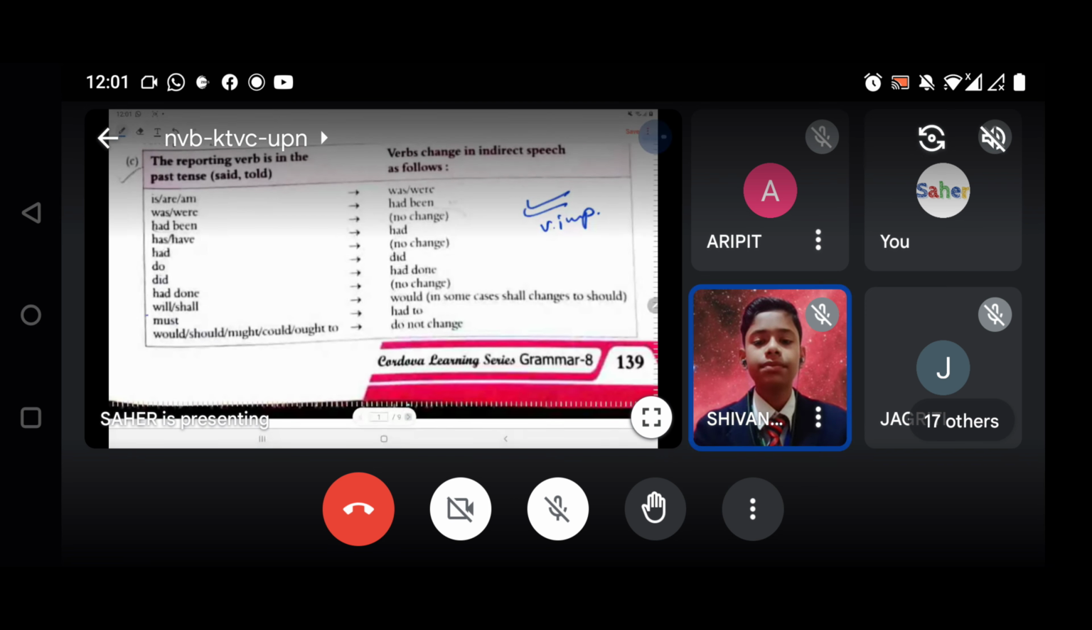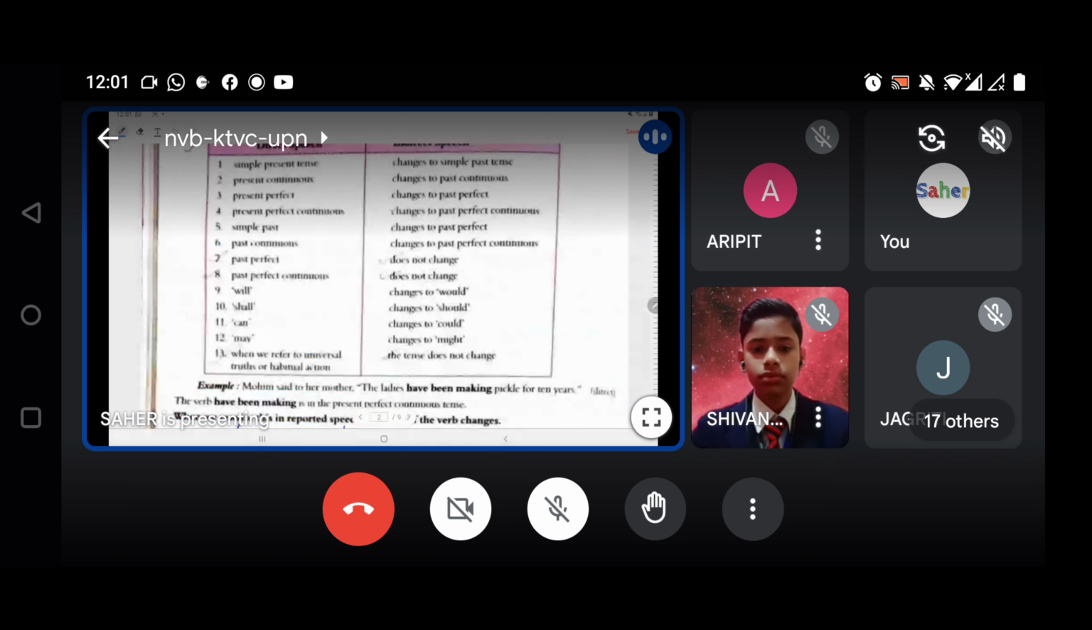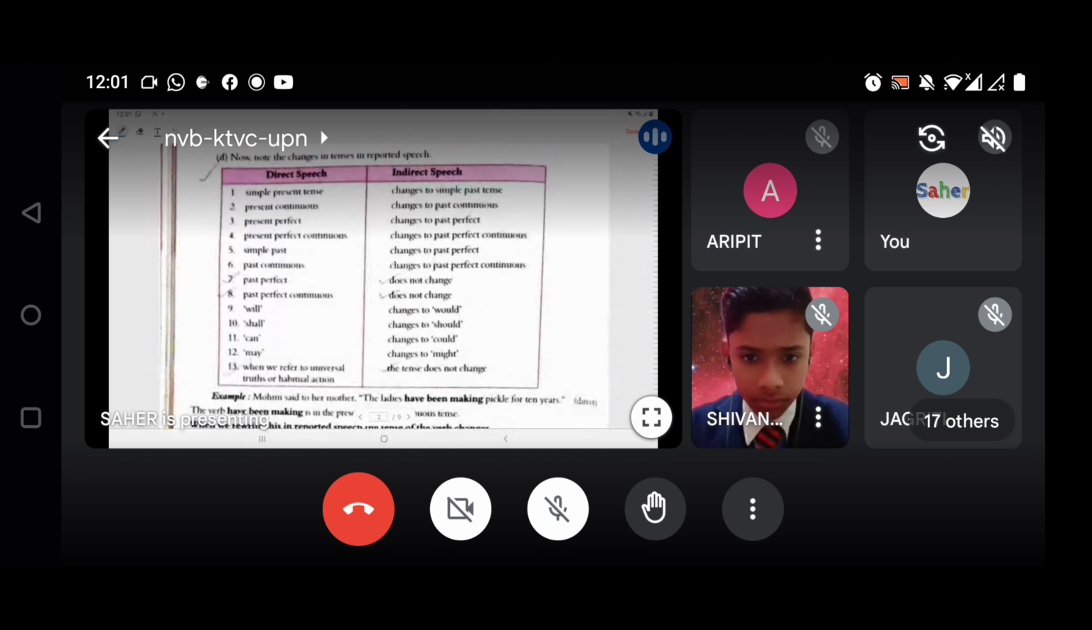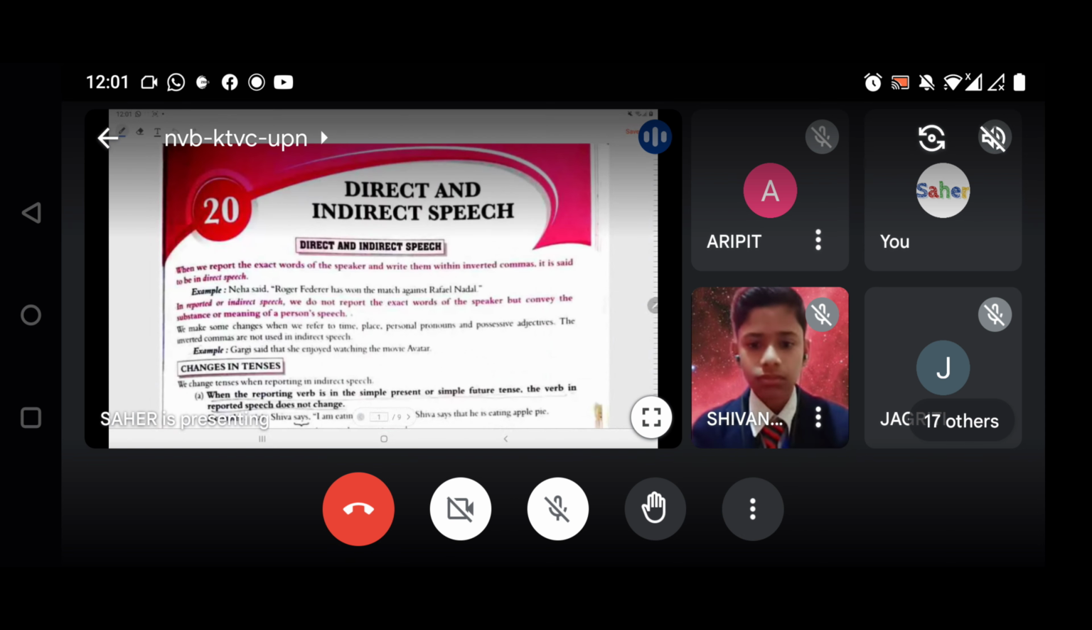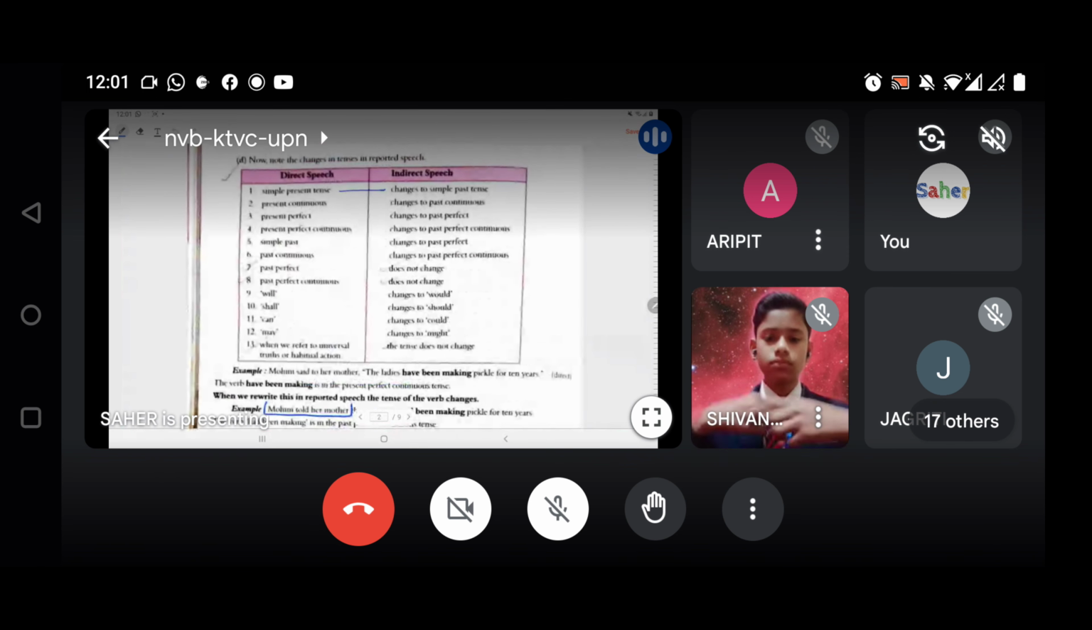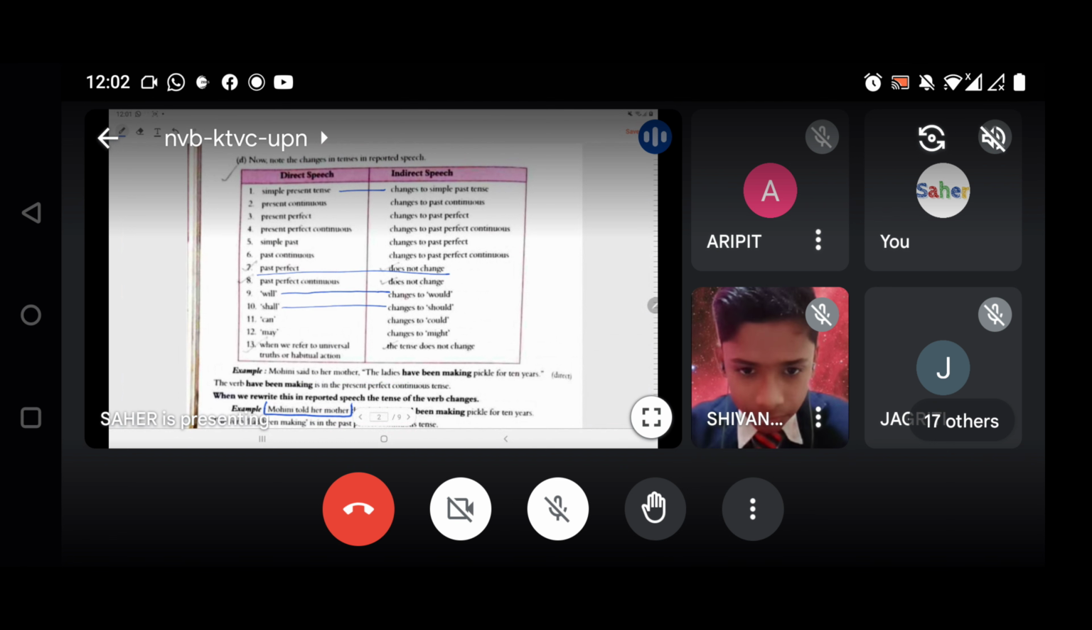Then this is again very important. Simple present tense will change into simple past tense. This we have already done over here. If you have learned this table, this is not required. It will help you understand where changes will not come. For example, will changes into would, shall changes into should in some cases, can changes into could, may changes into might.